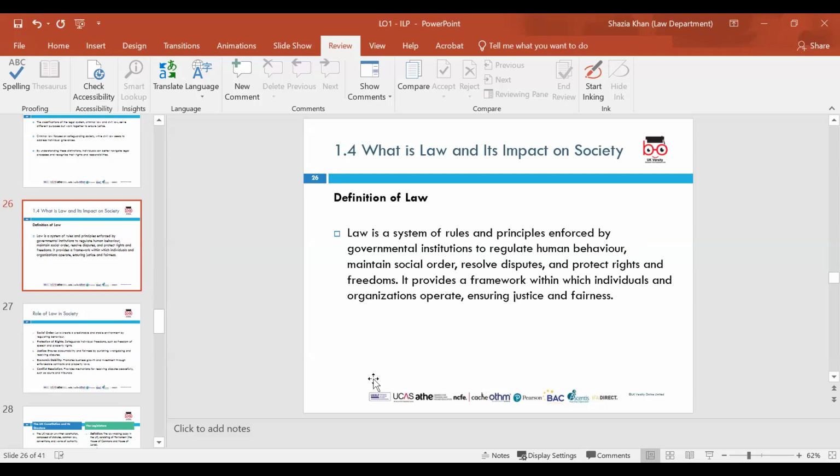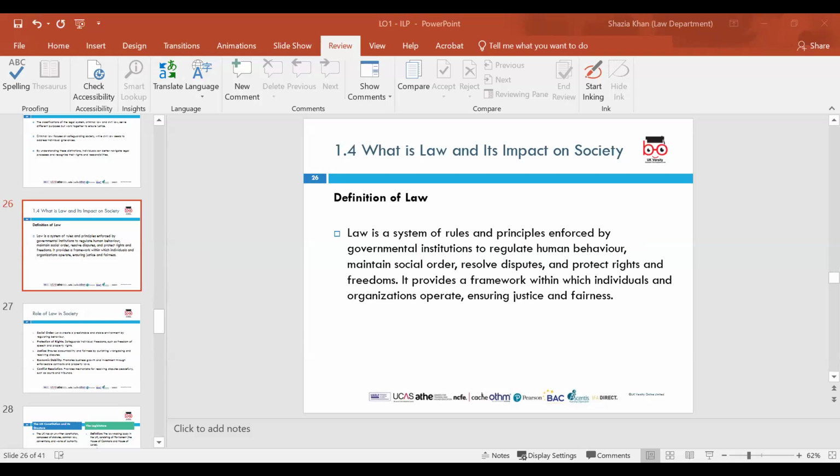1.4, what is crime and its impact on society? What do you think? How do you think laws impact on society? Do you think they play a big part? Yeah, I think when there's law, you won't be doing anything silly. Do you think people follow the law all the time? No, not all the time, but I think, especially in this country, there are some individuals that are following it.